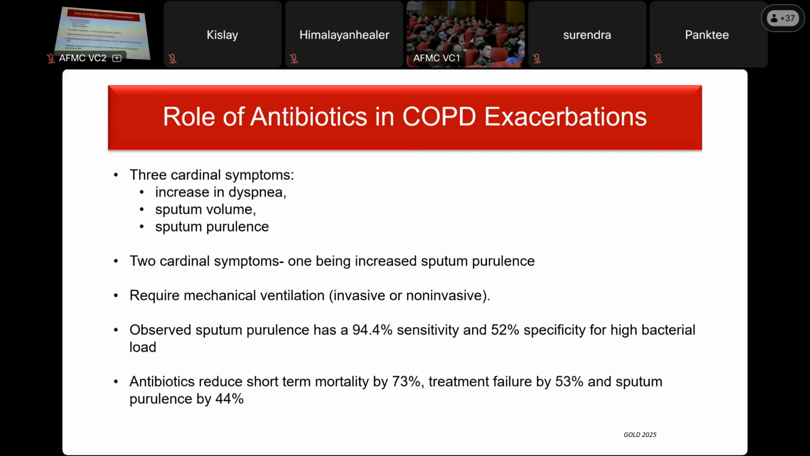So the 3 cardinal symptoms include increase in dyspnea, increase in the sputum volume, as well as purulence. Or if 2 out of these are present, one must be purulence. And if the patient requires any mechanical ventilation support, including invasive or non-invasive, then we should be giving the patient antibiotics. Antibiotics reduce the short-term mortality by 73%, treatment failure by 53%, and sputum purulence by 44%.